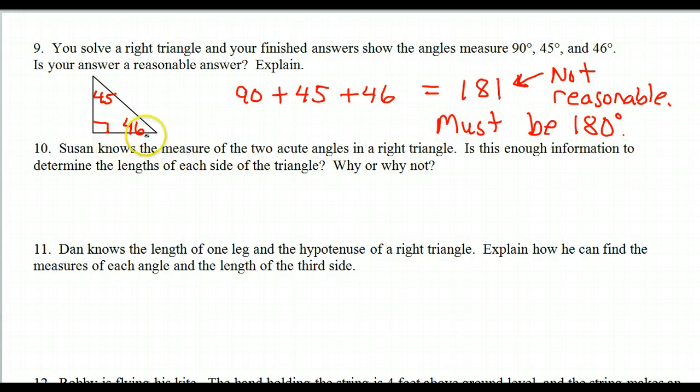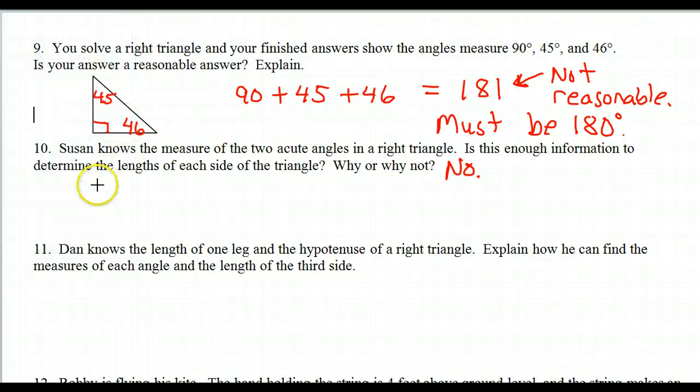Number 10, Susan knows the measure of the two acute angles in a right triangle. Is this enough information to determine the lengths of each side of a triangle? Why or why not? No. There's not enough information.